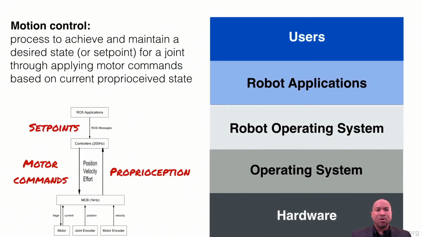And so motion control is really about, at a low level, how can we control every joint such that it achieves and maintains a desired state or set point through applying motor commands, given that we have the current perceived state, the proprioceived state, of the robot.